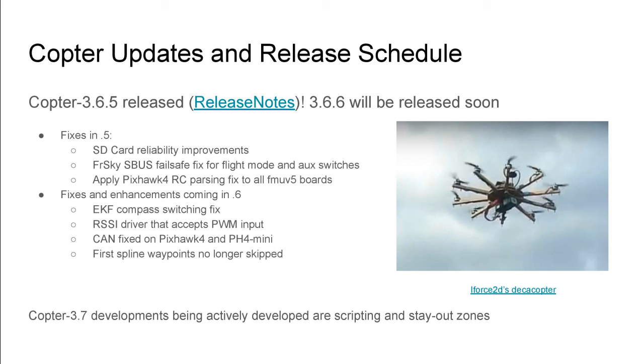Also, this last one's actually from Tridge, so I don't actually know the details too much on this. You want to explain this last one, Tridge? Pixhawk 4 RC parsing fix?